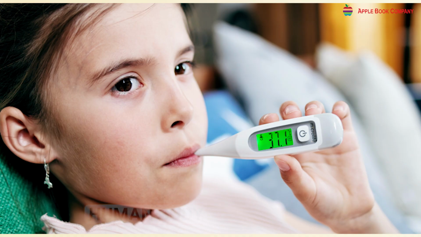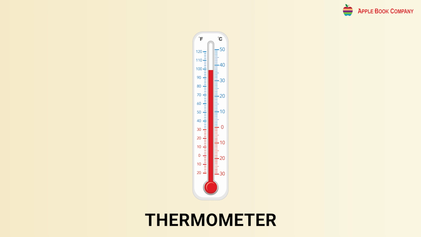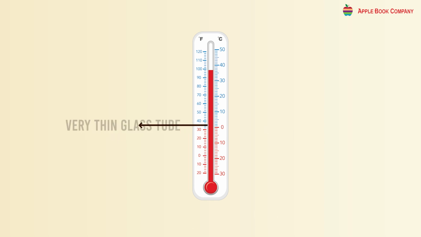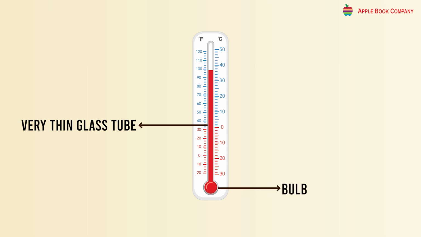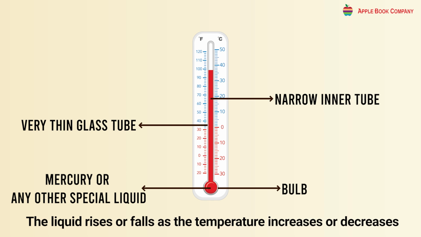Thermometer. The temperature of the human body, atmosphere, water, etc. is measured with the help of a thermometer. Thermo means hotness and meter means measure. A thermometer consists of a very thin glass tube closed at one end with a bulb at the bottom containing mercury or any other special liquid. Within the outer glass tube is a very narrow inner tube connected to the bulb, in which the liquid rises or falls as the temperature increases or decreases.